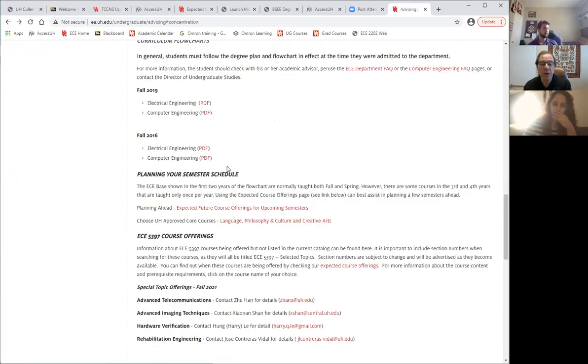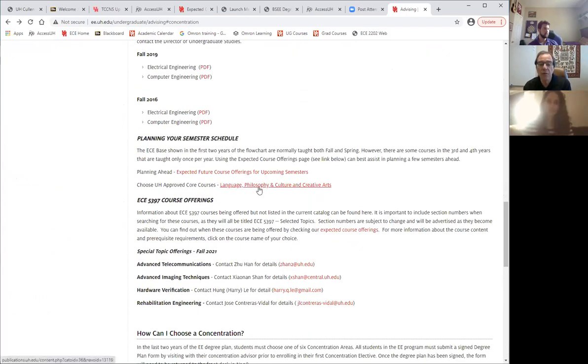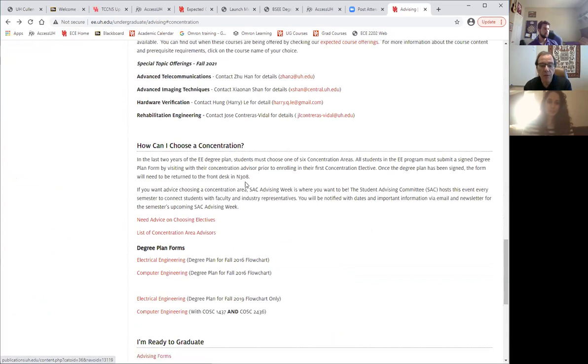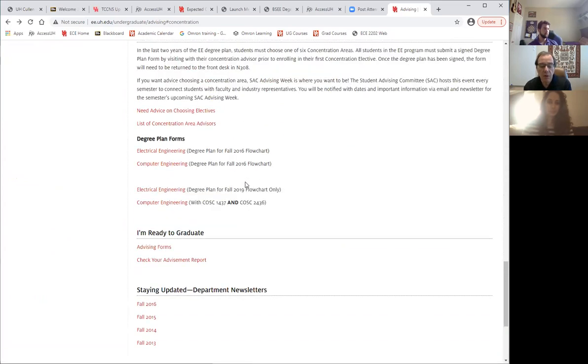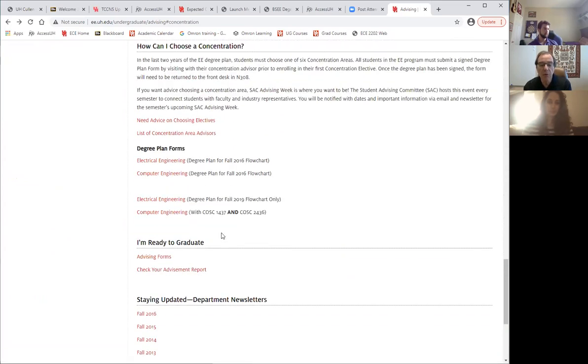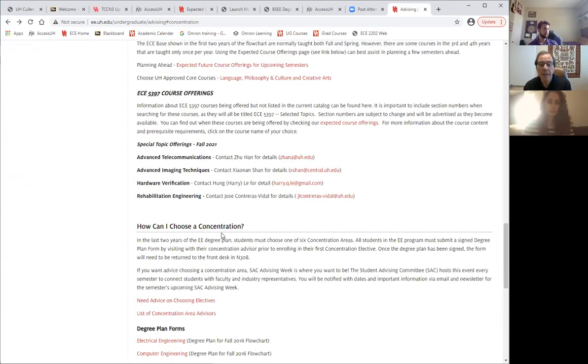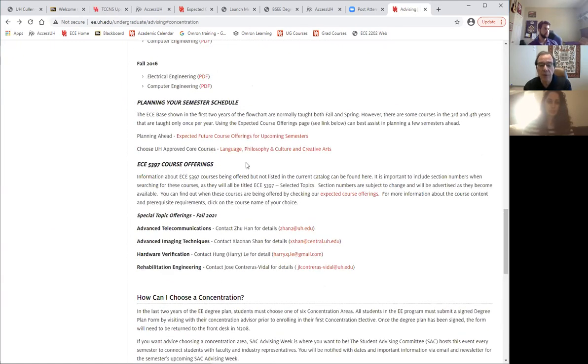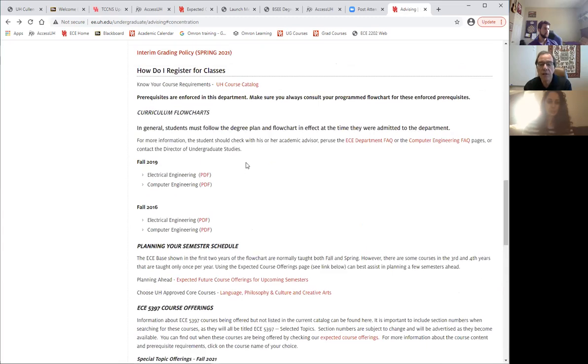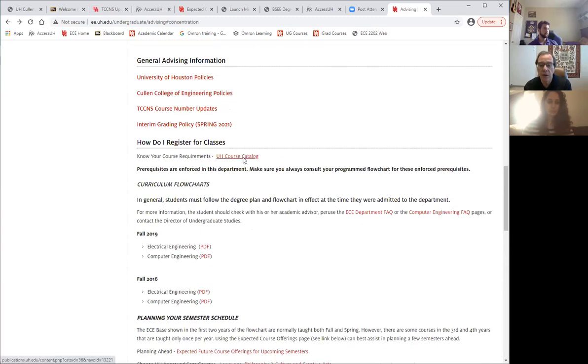So there's information about how to choose a concentration area. There's expected future course offerings. Here are your language, philosophy, and cultural arts core options. What else do you guys need to know? We haven't had a department newsletter for a while, but that's okay. So those are the main things. Oh, and there is also a link, and this is important, to the course catalog.